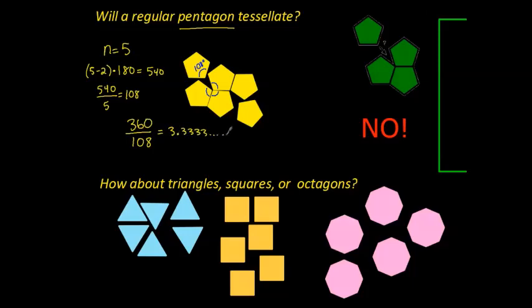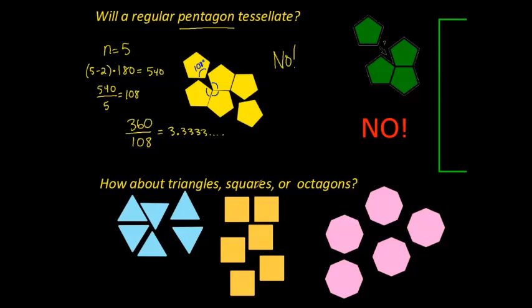3.3333, and it keeps going. That's not dividing evenly. Therefore, checking this mathematically, I see that the regular pentagon does not tessellate. We can also see it by playing with them. But how often do you actually have a bunch of pentagons laying around that you can play with?